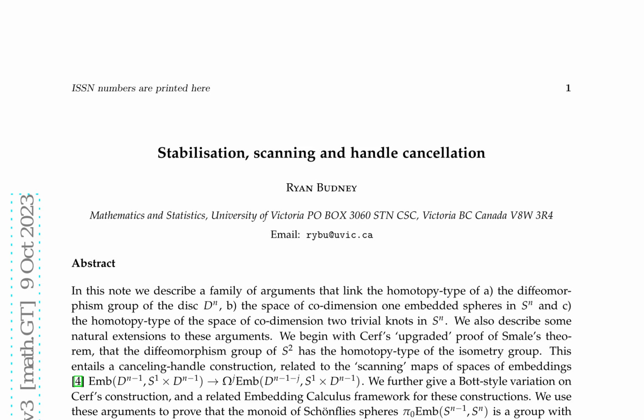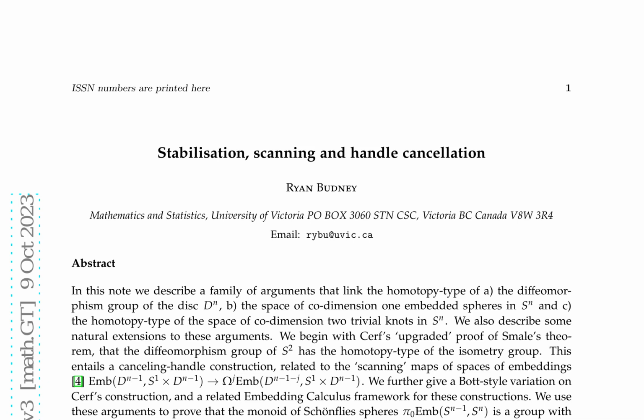The codimension 2 scanning map is a crucial tool for understanding the homotopy and homology groups of certain spaces. This map is a function from the space of diffeomorphisms on a disk to the loop space of embeddings of a lower dimensional disk in the original disk. Notably, it induces a split injection on all homotopy and homology groups, making it an essential tool for studying these spaces. When applied to specific cases, the scanning map reveals significant insights.